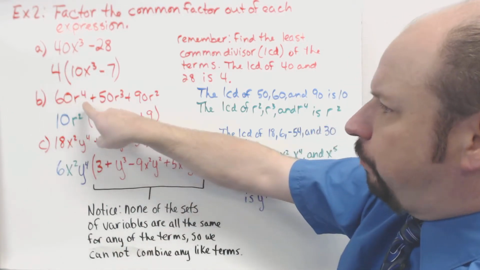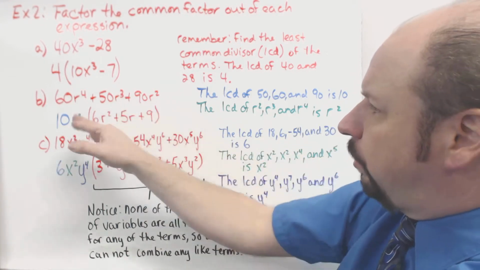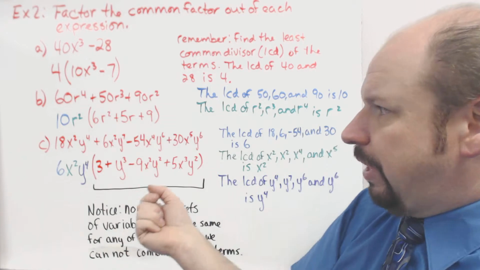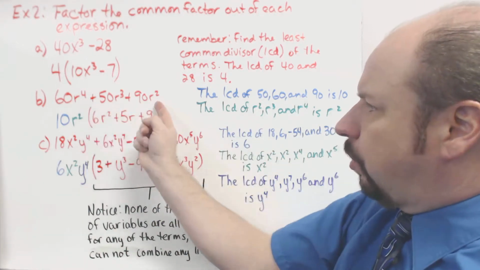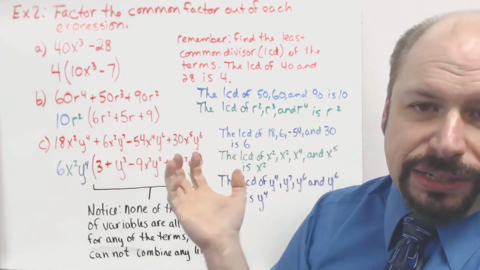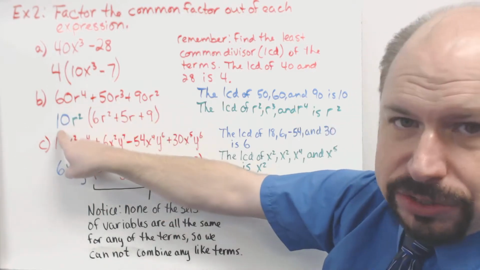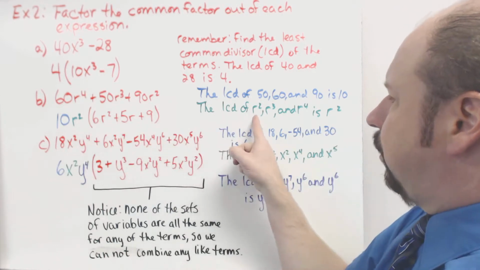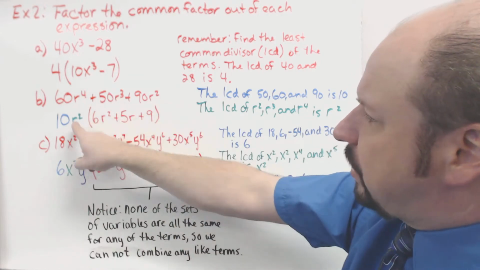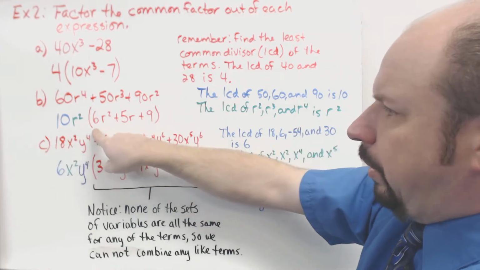So 60r to the fourth plus 50r cubed plus 90r squared. And so we're going to find the LCD of 50, 60, and 90. And then we're going to find the LCD of r squared, r cubed, and r to the fourth. So first, the LCD of 50, 60, and 90, well, that's 10. We can take a 10 out of all three of those numbers. So the 10 is going to go out front. The LCD of r squared, r cubed, and r to the fourth, of course, is r squared. So we're going to take an r squared out to the front. So we have 10r squared times a quantity.